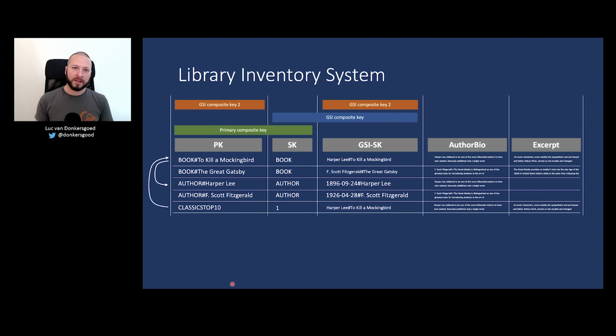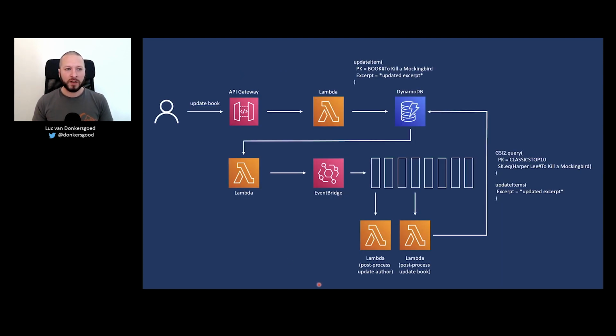Now, the effect on our architecture, on our solution, would be this. If we want to update the book, so now the book has an excerpt, this is a new Lambda function, and it of course modifies an item in DynamoDB that generates an event. It's put on the EventBridge message bus, and this triggers the post-process update book call. So now we're fetching all of the items by classic top 10, and if the book matches the book that was just updated, we will update the excerpt in the classics top 10 as well.